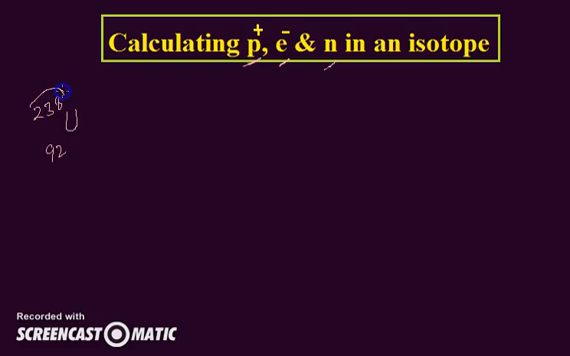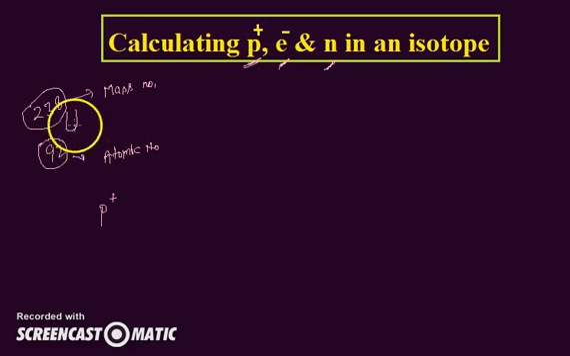The top number represents the mass number, and the number which is given at the bottom is the atomic number. From these two data, we calculate the number of protons, number of electrons, and number of neutrons in this isotope of uranium. Let me calculate the number of protons first.